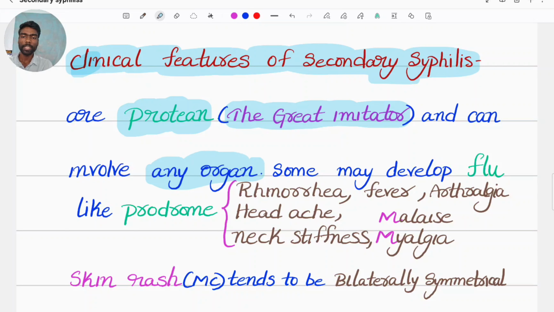Some may develop a flu-like prodrome. Prodrome means before. Before the starting of the actual secondary rash, there will be some flu-like symptoms, which consist of rhinorrhea, fever, headache, neck stiffness, arthralgia (joint pain), malaise (feeling of uneasiness), and myalgia (muscle pain).